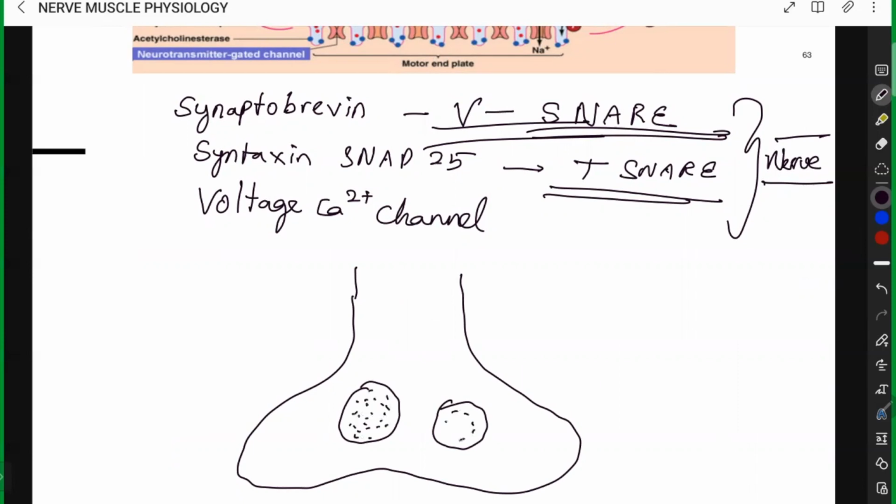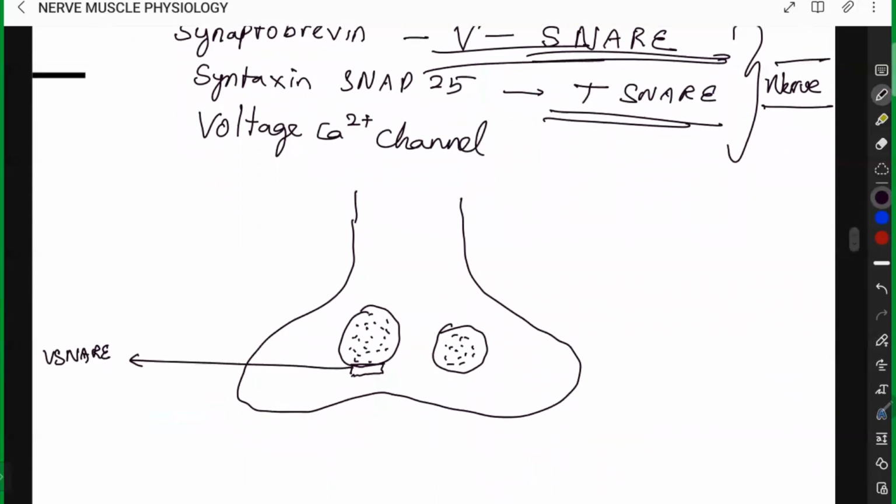So inside this, what do you have? Acetylcholine. These vesicles will have a receptor, or you can call it the attaching receptor. That attaching receptor present on the vesicle, you call it a V snare, or otherwise synaptobrevin. Now, is it clear what synaptobrevin is?